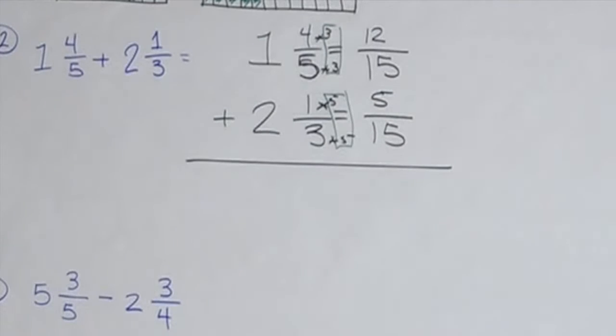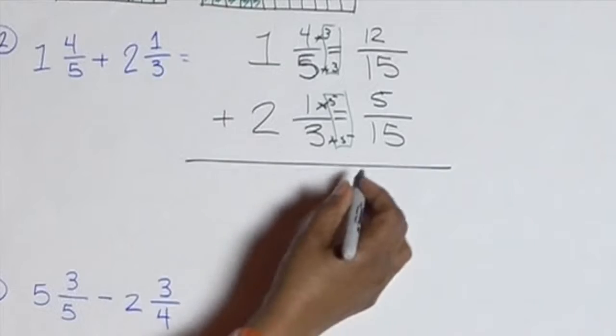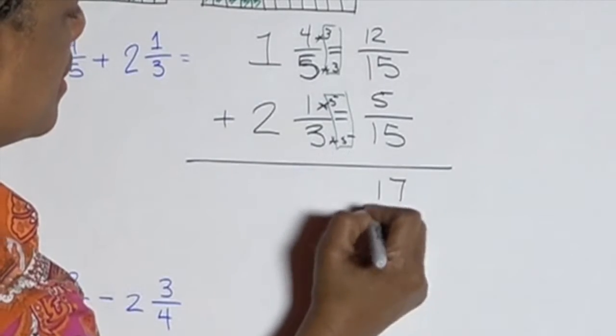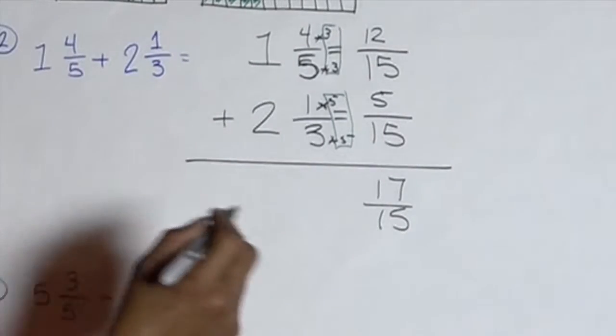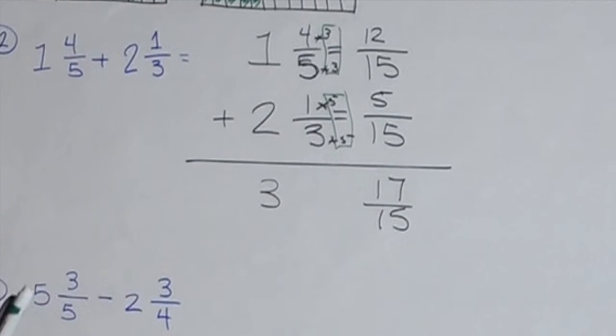So now that I have those, I have the same denominator, I have a common denominator, now I can just add the numerators. I have 12 fifteenths and 5 fifteenths. So altogether I have 17 fifteenths. Oh, I must like that number 17. And then I have 1 plus 2 is 3. So I have 3 whole.